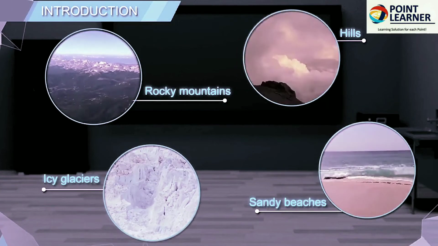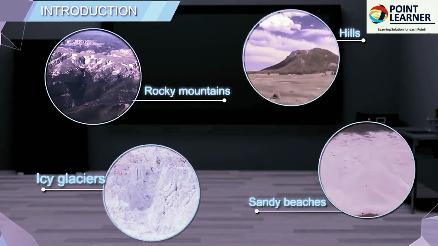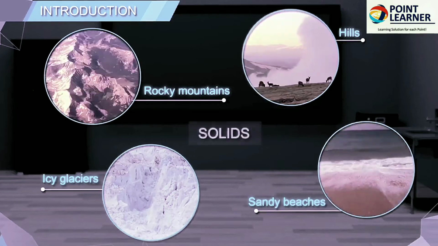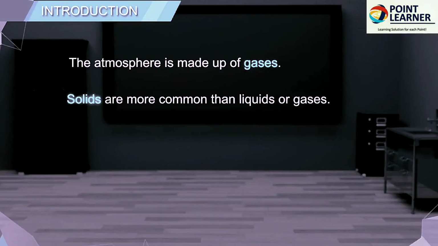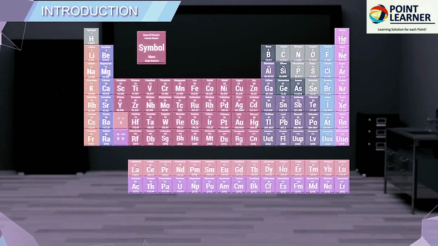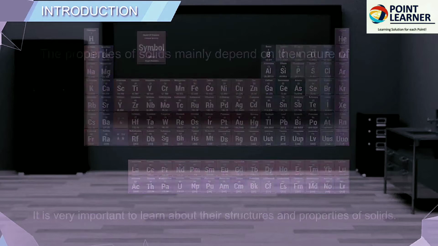Introduction. In nature, we come across rocky mountains, hills, icy glaciers, and sandy beaches, which all are solids. The atmosphere is made up of gases. However, solids are more common than liquids or gases. In the periodic table, there are 11 gaseous elements, few are liquids, and the rest of the elements are solids. Hence, it is very important to learn about the structures and properties of solids.